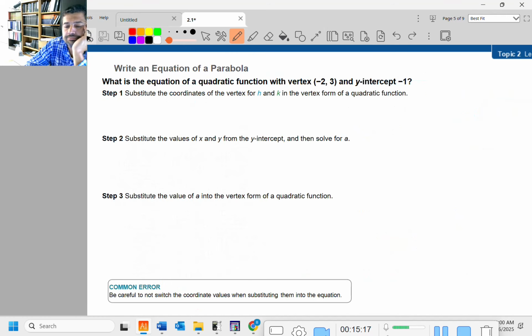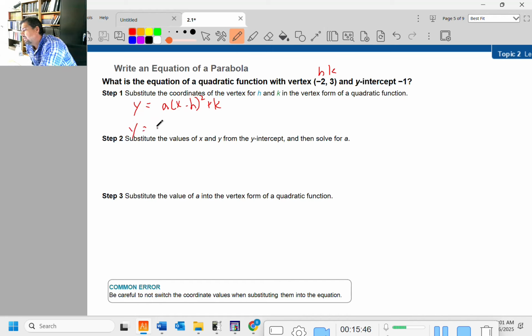I'm just the teacher. All right, what is the equation of a quadratic function with a vertex of -2, 3 and a y-intercept of -1? So let's think about this, and I've got the instructions here. Substitute the coordinates of the vertex for h and k in the vertex form of the quadratic function. Let's just use y because kids struggle with f of x. So y is a times x minus h quantity squared plus k. And this is h, this is k. We'll talk about what this guy is in just a minute.